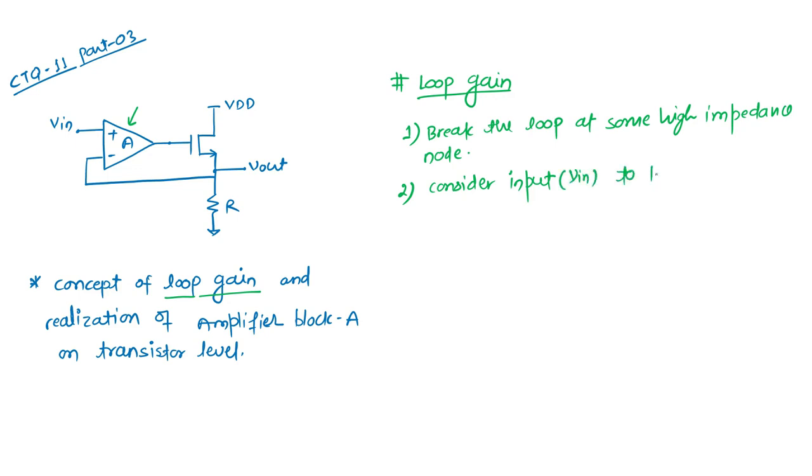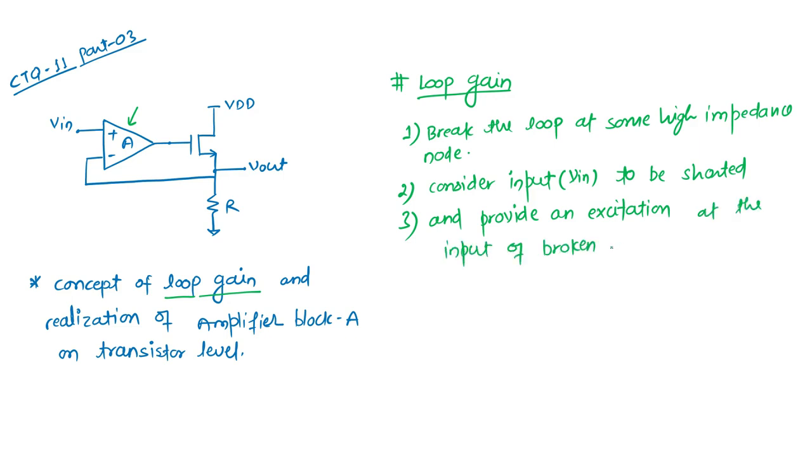Okay, the second thing is to consider the input, which is the actual input, that is your Vin, to be shorted, because we have a different input excitation, and provide an excitation at the input of the broken loop.